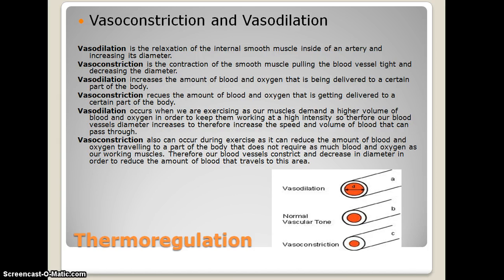Vasodilation therefore increases the amount of blood and oxygen that is being delivered to a certain part of the body, as the diameter is increased, so the volume of blood and oxygen that passes through is also increased, therefore allowing more blood and oxygen to be delivered to the working muscles. Vasoconstriction reduces the amount of blood and oxygen that is getting delivered to a certain part of the body, as it constricts and becomes tighter, therefore allowing less blood and oxygen to pass through, so this decreases the diameter.